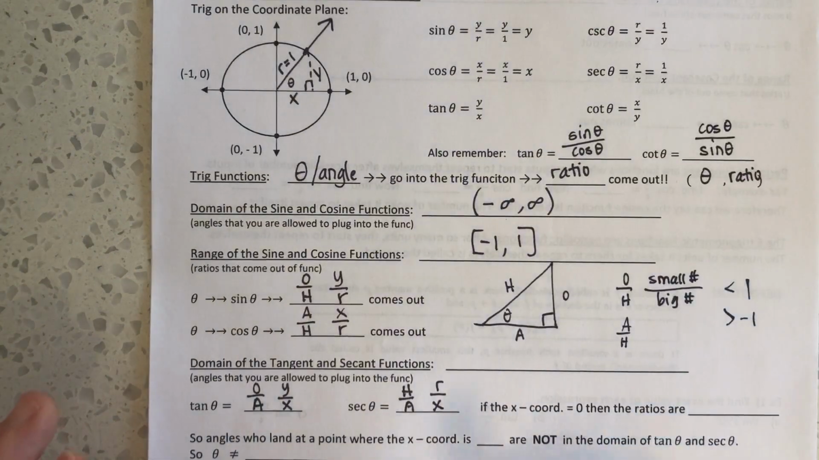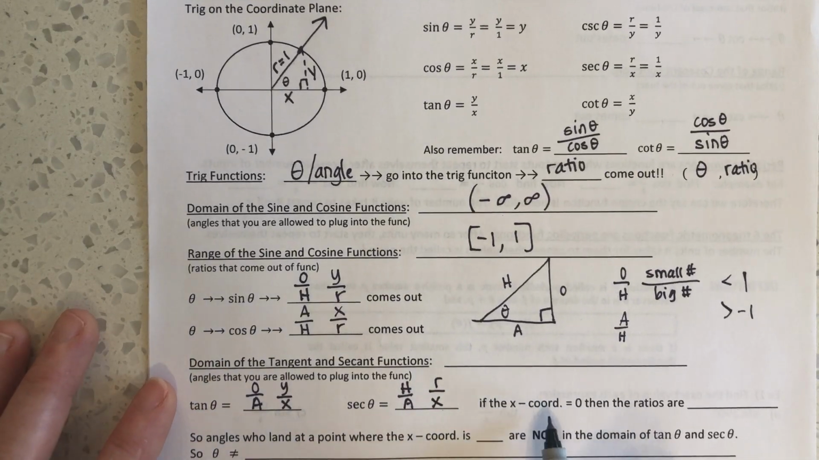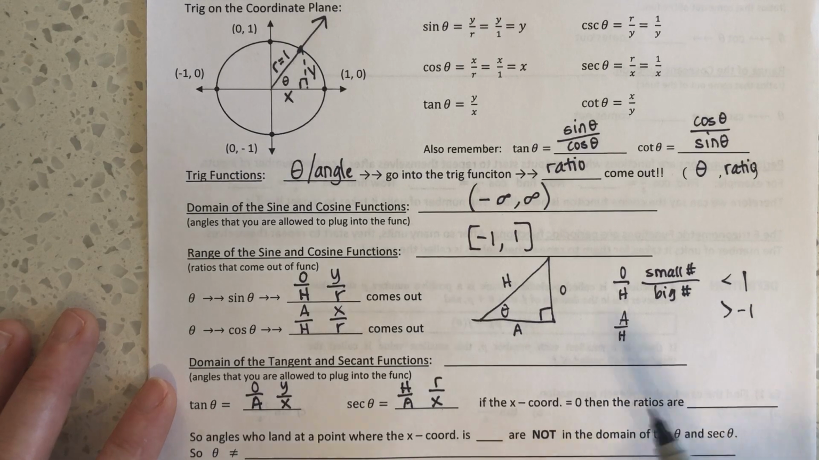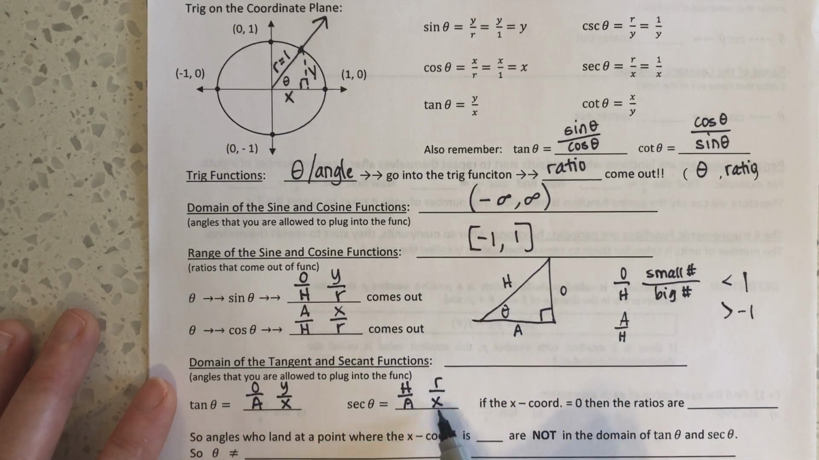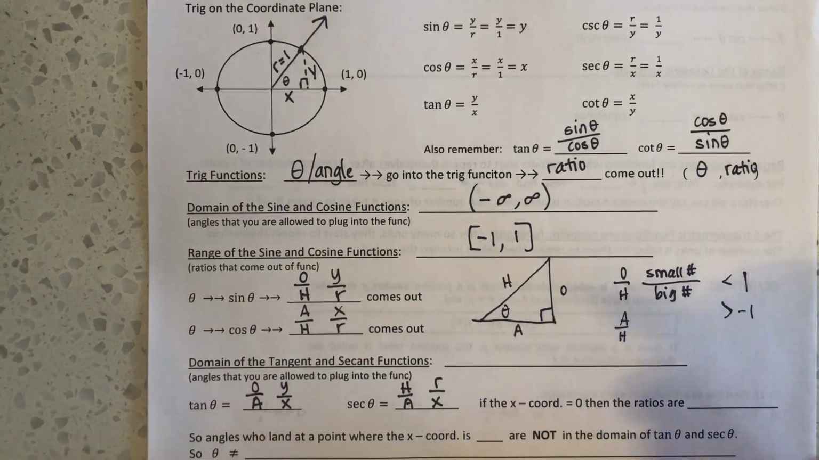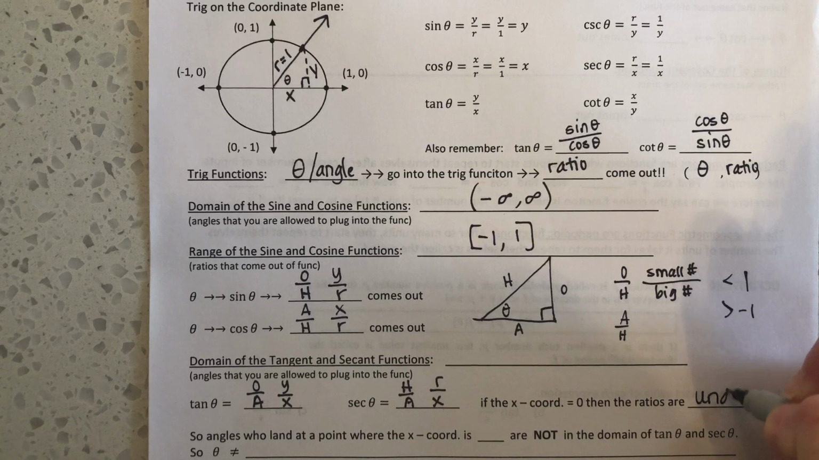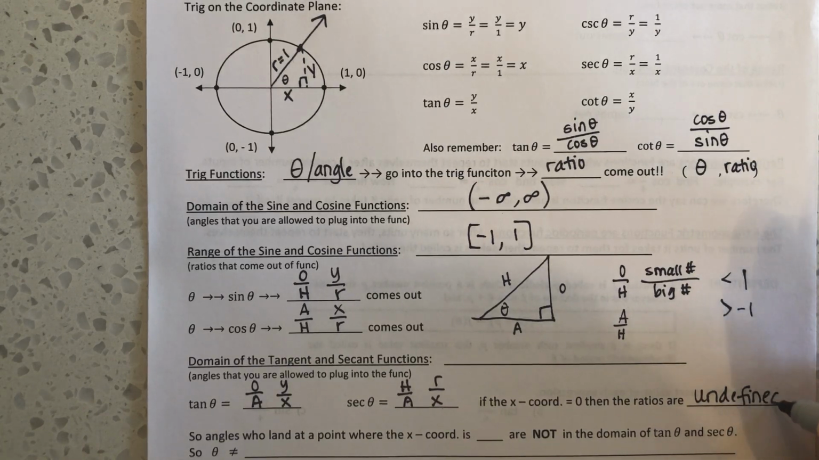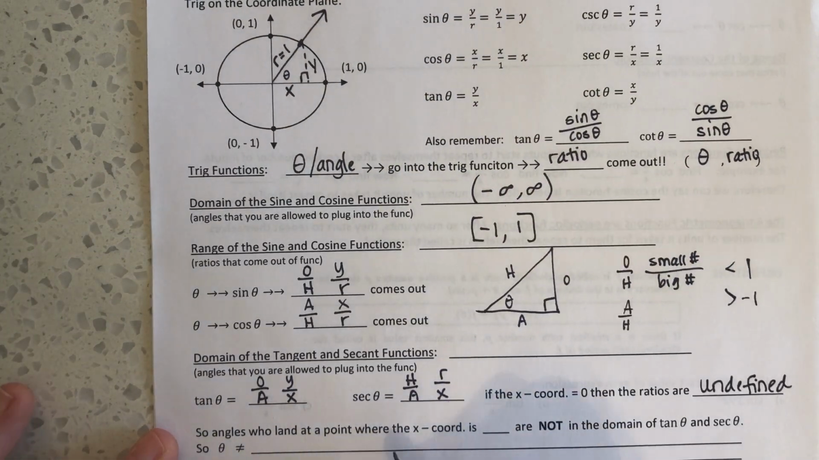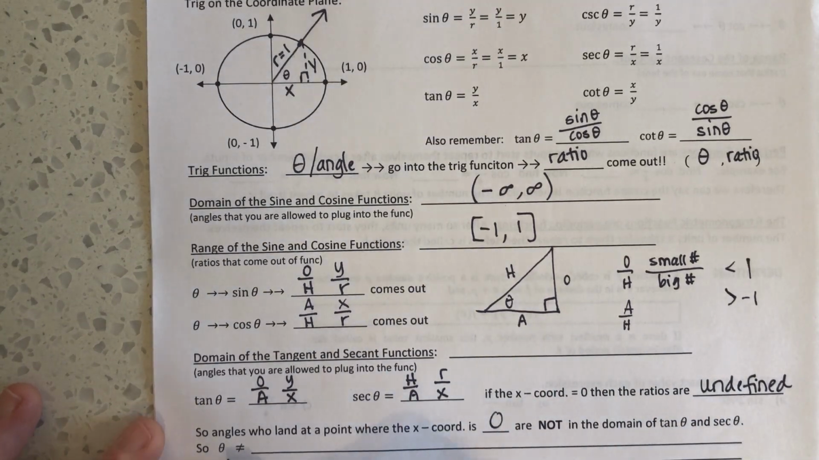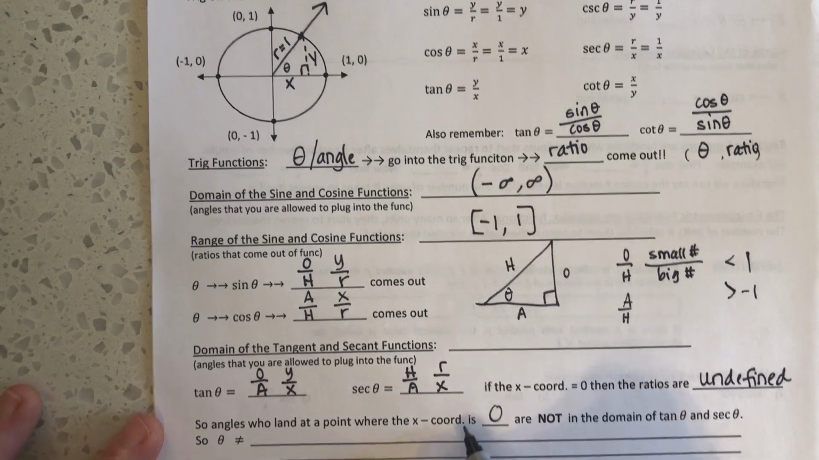So guys, think about it. In these cases, if the x-coordinate is equal to 0, then what's the ratio going to be? It's going to be division by 0, which means it's going to be undefined. So angles that land at a point where the x-coordinate is 0 are not in the domain of the tangent and secant functions. So guys, what angles have an x-coordinate of 0?